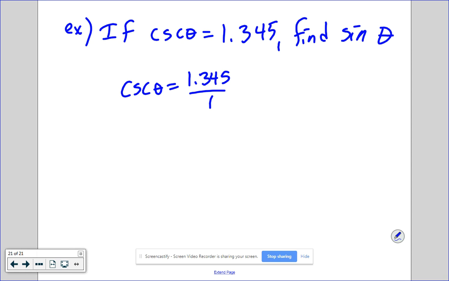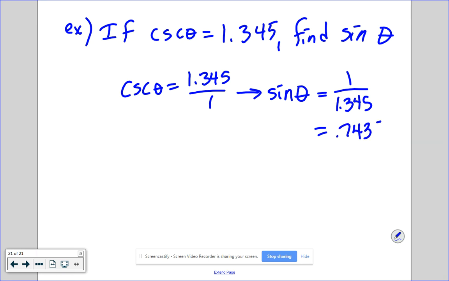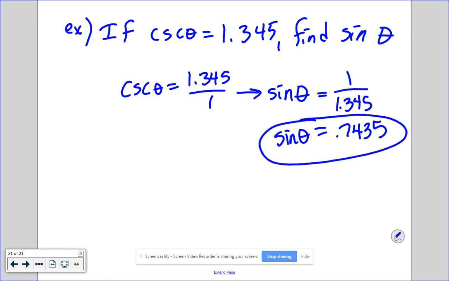So then if I want sine, what is sine in relation to cosecant? They're inverses. And how do I find that inverse? I just flip it. So 1 divided by 1.345, which is 0.7435. Is there any way we could simplify and not have it be that? No. If I give it to you as a decimal, that's all you have to do.